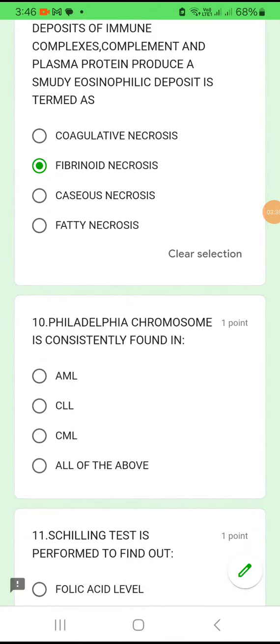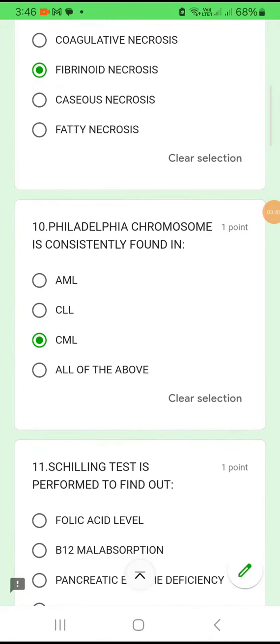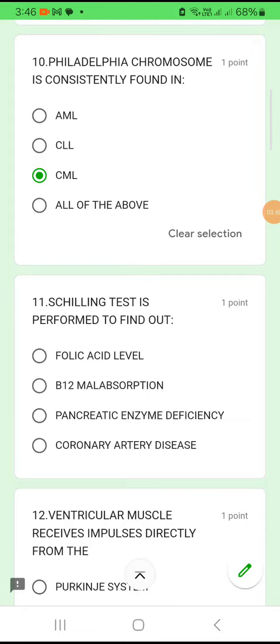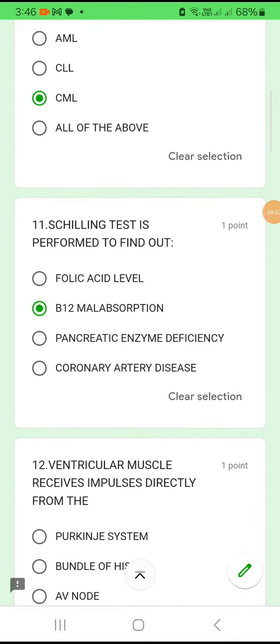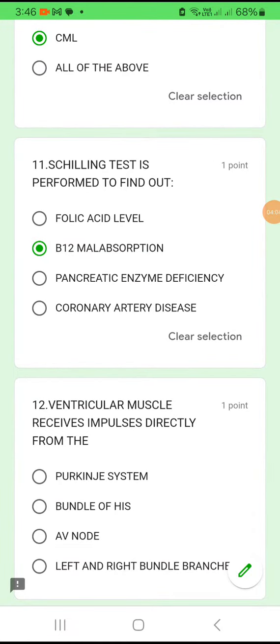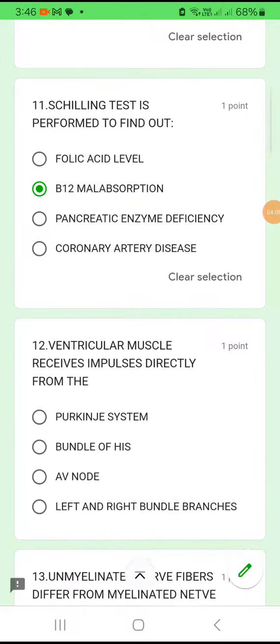Question number 10. Philadelphia chromosome is consistently found in acute myeloid leukemia, CLL, chronic myeloid leukemia, or all of the above. Philadelphia chromosome is seen in chronic myeloid leukemia, option C. Question number 11. Schilling test is performed to find out folic acid level, vitamin B12 malabsorption, pancreatic enzyme deficiency, or coronary artery disease. Schilling test is done for vitamin B12 malabsorption.